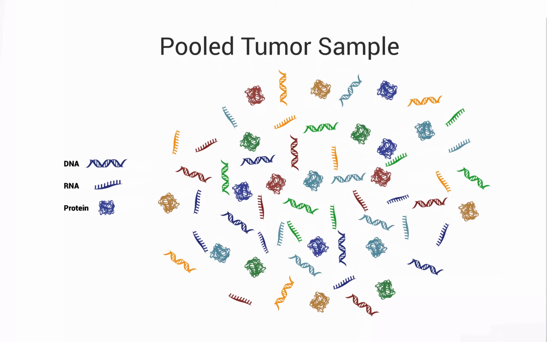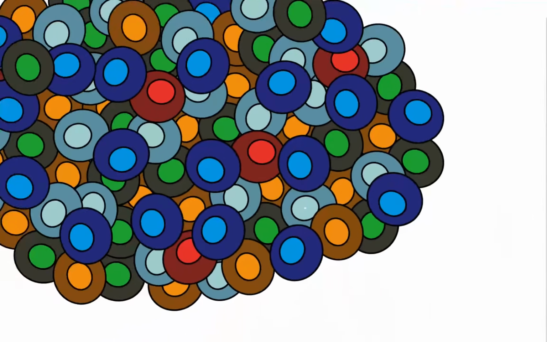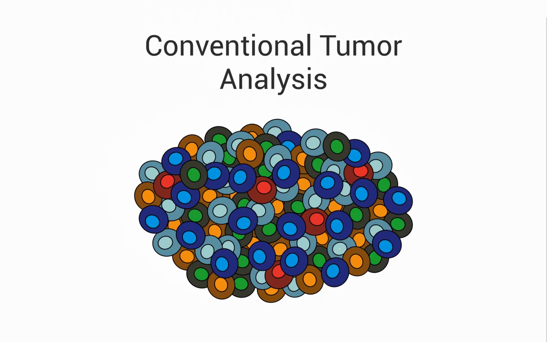You can then compare the tumor to healthy tissue and see the differences between the malignant and the normal pool of cells. But that's about it. So you might be able to see how the tumor as a whole differs from healthy tissue, but you don't know whether each cell in the tumor possesses the malignant properties you discovered, or if only a few cells within the tumor do.